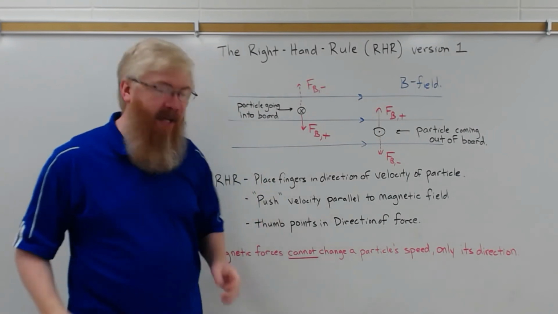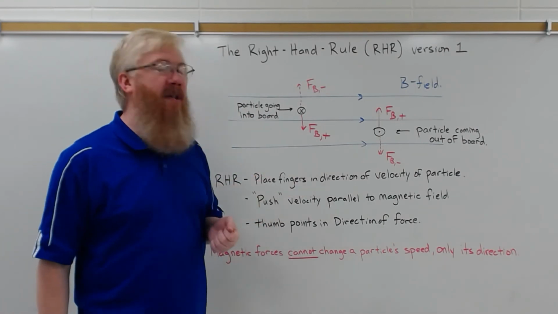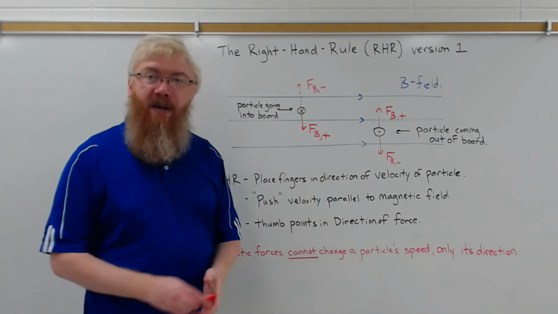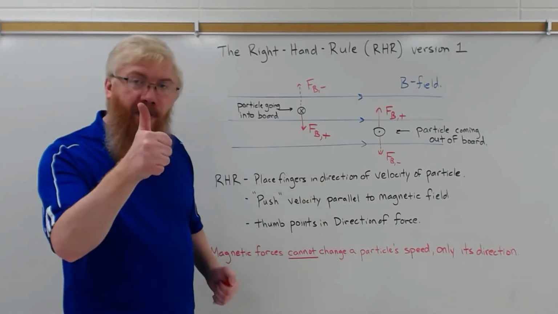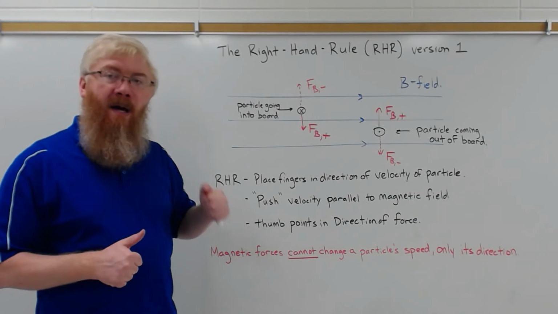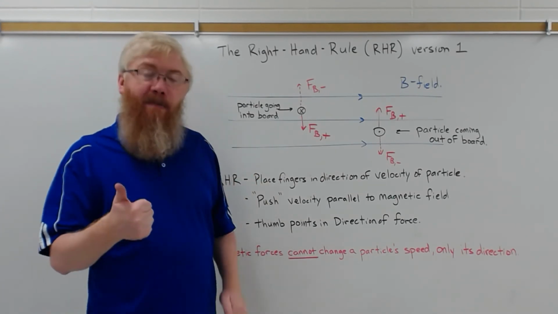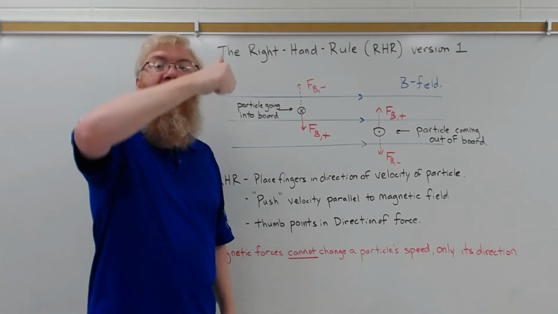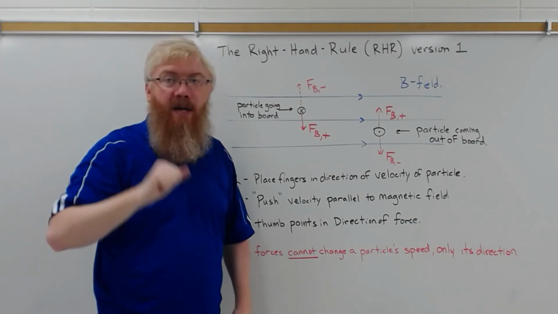So here are the steps. Again, place the fingers in the direction of the velocity of the particle. Push that velocity parallel to the magnetic field. Your thumb will then point in the direction of the force. If it's a positive charge, you're done. You know what the direction of the force is. If it's a negative charge, flip that direction 180 degrees.